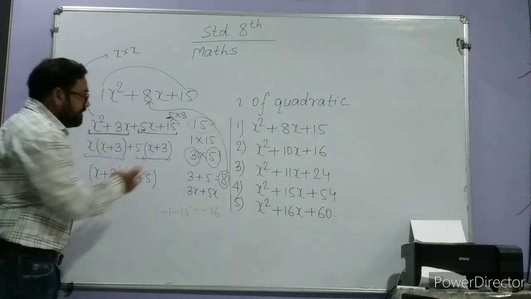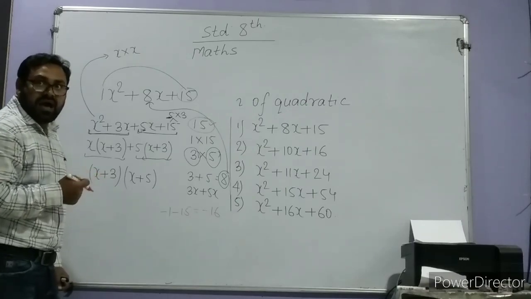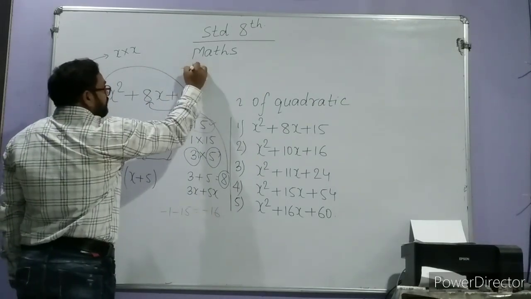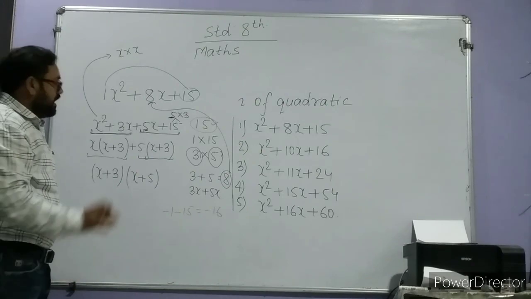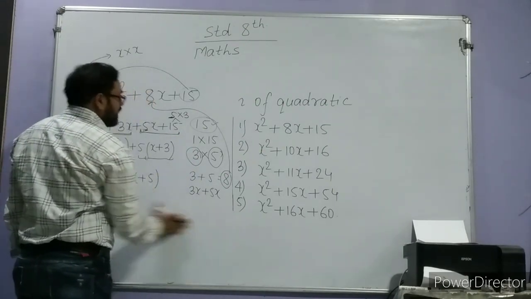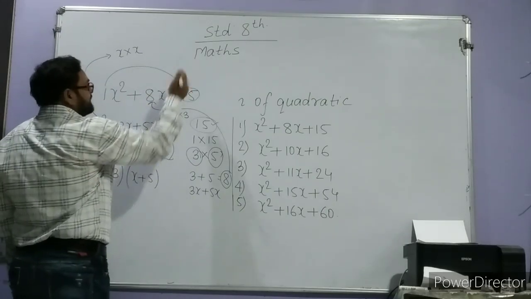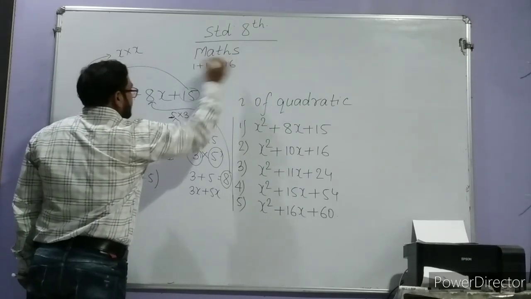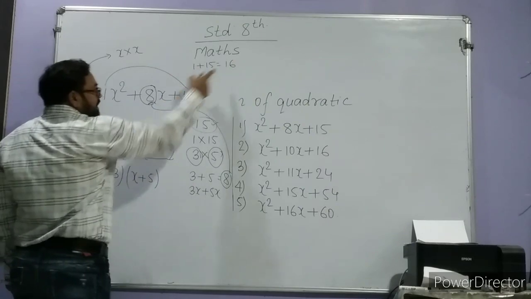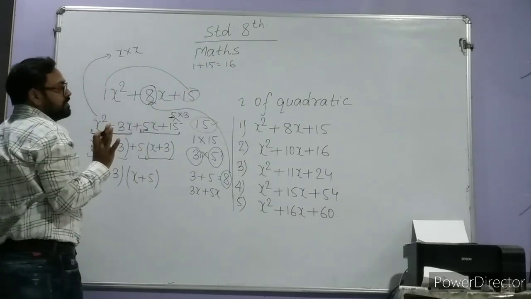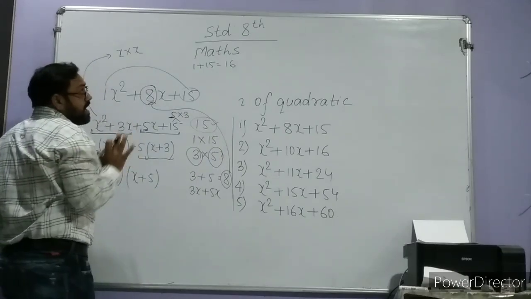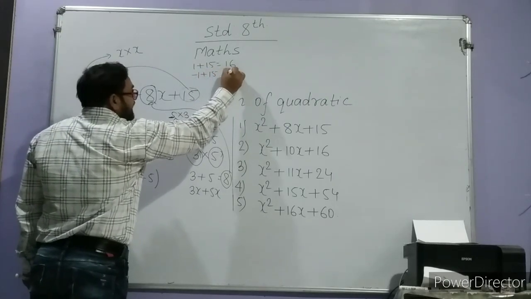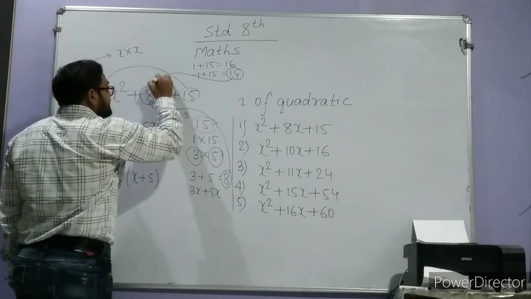And if we take both numbers, 1 and 15, with plus, suppose I have taken 1 plus 15, what will we get? We will get 16. But what do we have to bring? 8. But here we are getting 16. So we can't take these two numbers. If we take 1 as negative and 15 as positive, what will we get? 14. Then also we are not getting this 8.